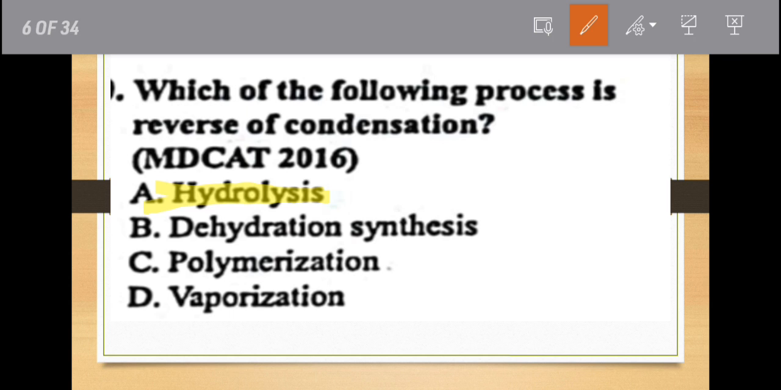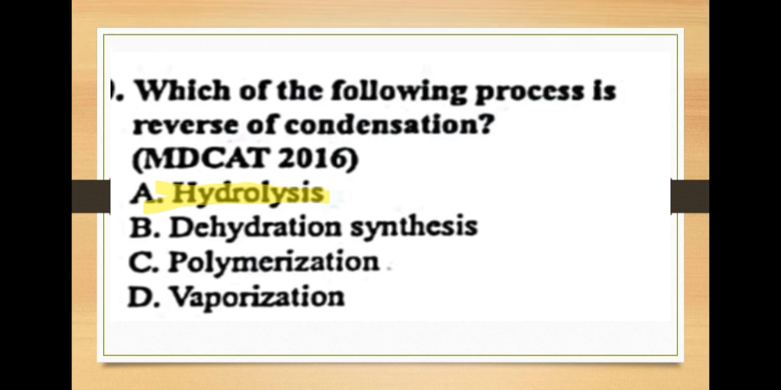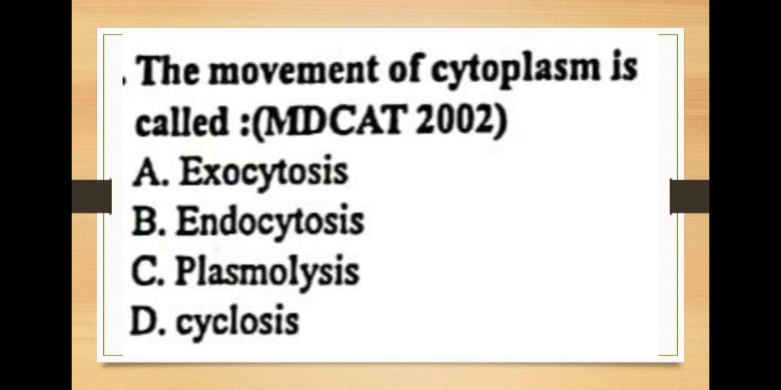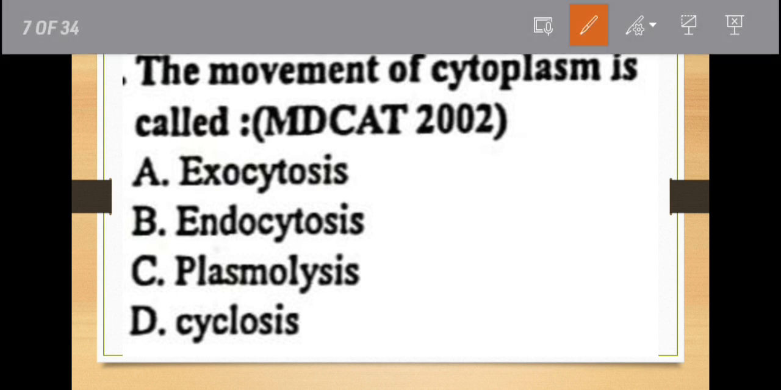In the condensation, a water molecule is released, and in the hydrolysis process, which is the reverse of condensation, a water molecule is used. The movement of cytoplasm is called, MDCAT 2002, A exocytosis, B endocytosis, C plasmolysis, D cyclosis. Movement of cytoplasm is called cyclosis. D option is the correct.